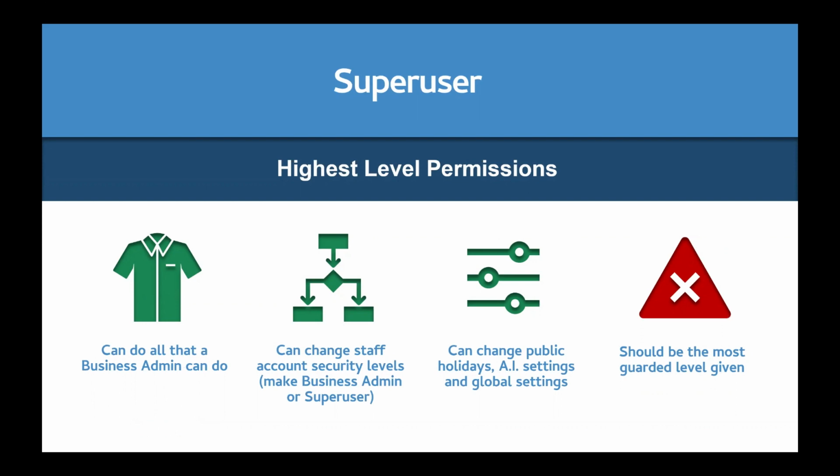They can change public holiday and artificial intelligence settings, such as the learned experience engine and the process expertise profile list, which we'll be reviewing in another video. And also they can make changes to global settings. Super user accounts should be the most guarded level given. And we'll review that when we go into the staff experience and look at how to elevate these security levels for accounts.